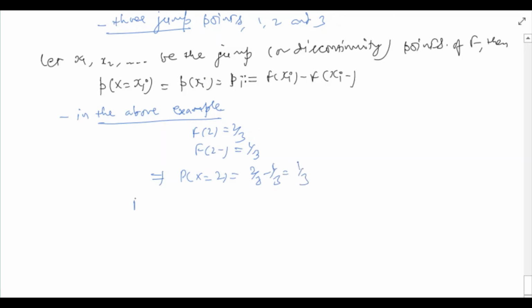Similarly, F of 2.5 is also 2 by 3, and F of 2.5 minus is also 2 by 3. So probability that X will be equal to 2.5 is 2 by 3 minus 2 by 3, and it is 0. So we see that the probabilities of X taking certain values will be non-zero only if those values are jump points.